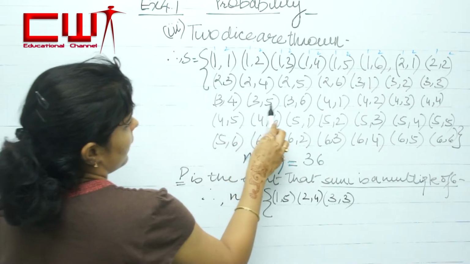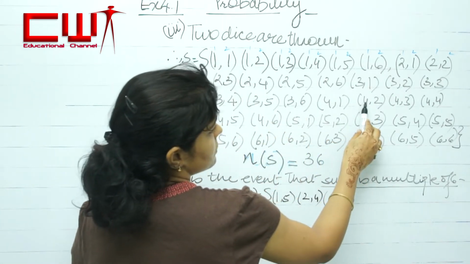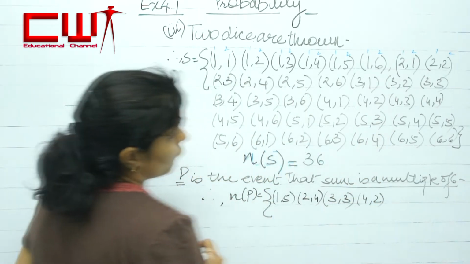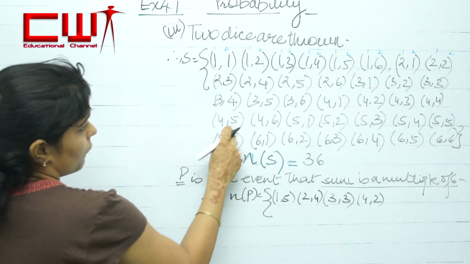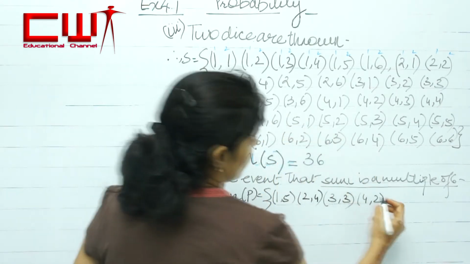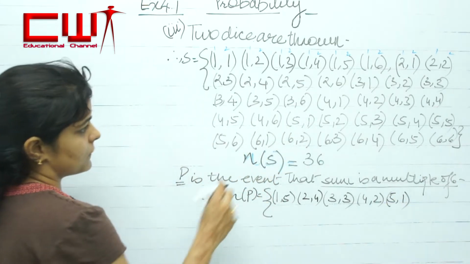3, 4; 3, 5; 3, 6; 4, 1; 4, 2. 4, 2 will come because 4 and 2 is 6, that will come in the table of 6. 4, 3; 4, 4; 4, 5; 4, 6 is 10, that will not come. 5, 1 will come because 5 plus 1 is 6. That comes in the table of 6.